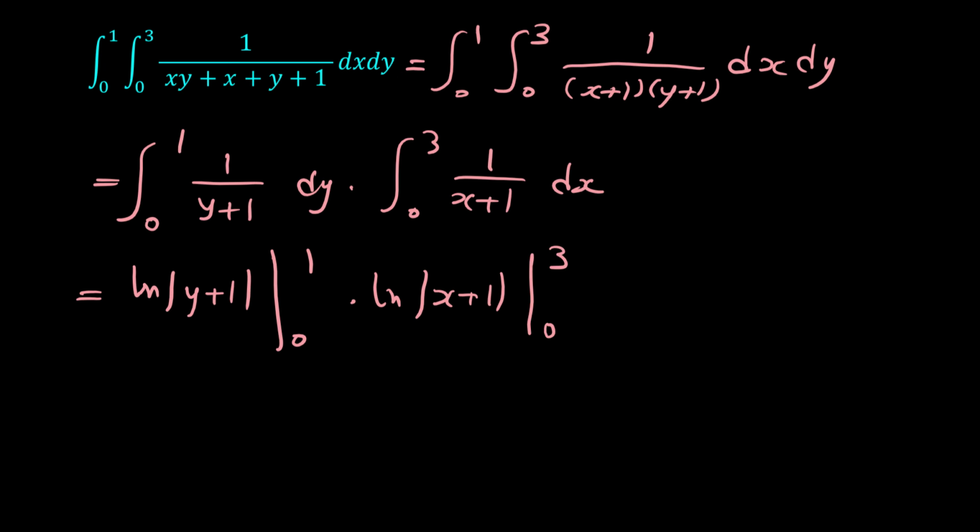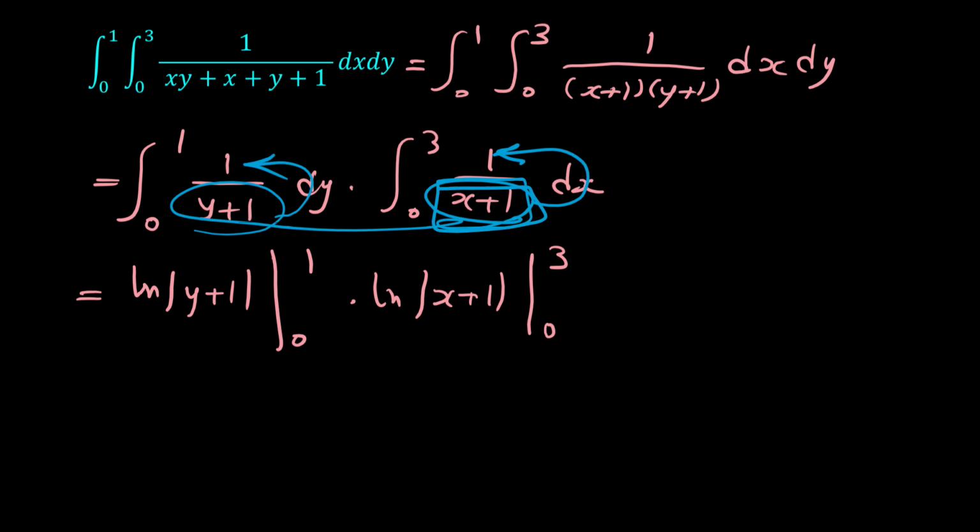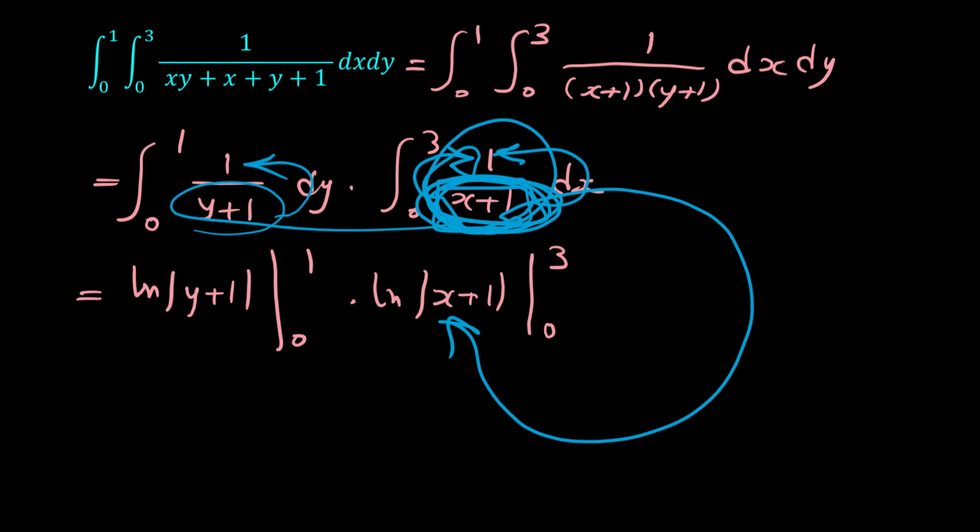Remember, I told you this technique. Whenever the derivative of the denominator is exactly in the numerator, the answer of the integral is ln of the denominator. The derivative of the denominator is exactly 1, so the answer of this integral is ln of the denominator.